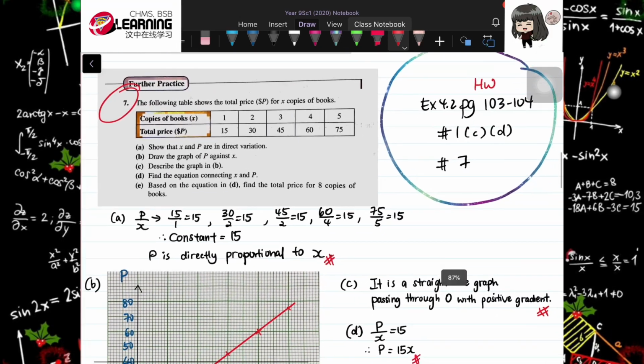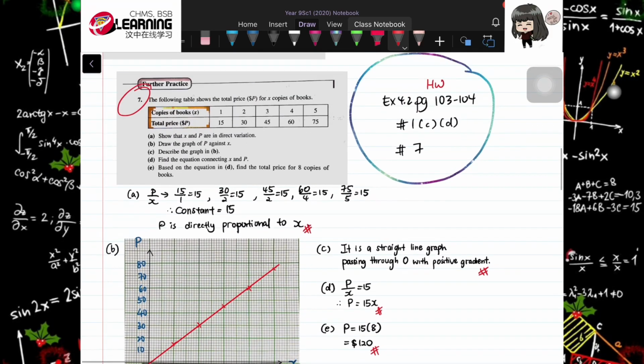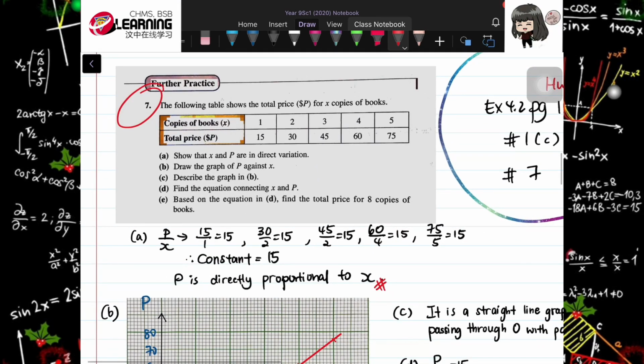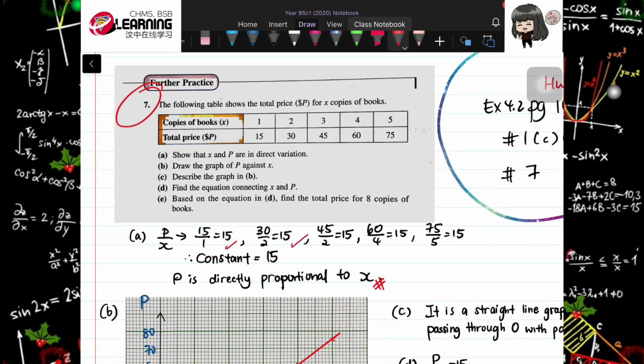I asked you guys to draw this. Question number 7 is a graph. 7a, show that x and p are in direct variation. To show that it's a direct variation, you need to find the constant. So it's all 15. Please tick your answer, and the constant is 15, so p is directly proportional to x. To show that they are in direct variation, you need to find the constant.